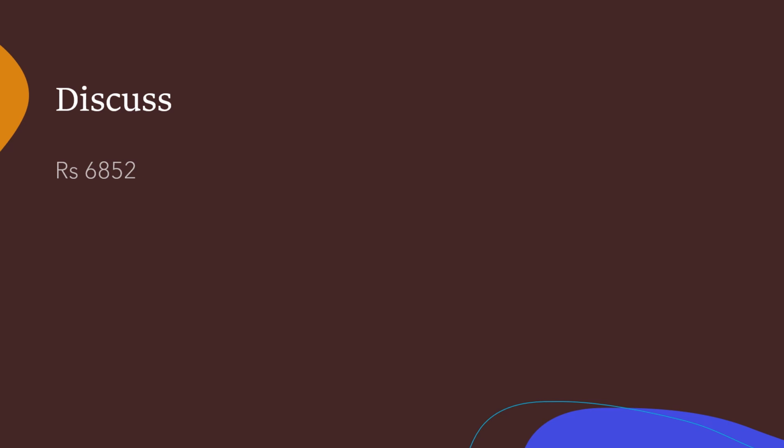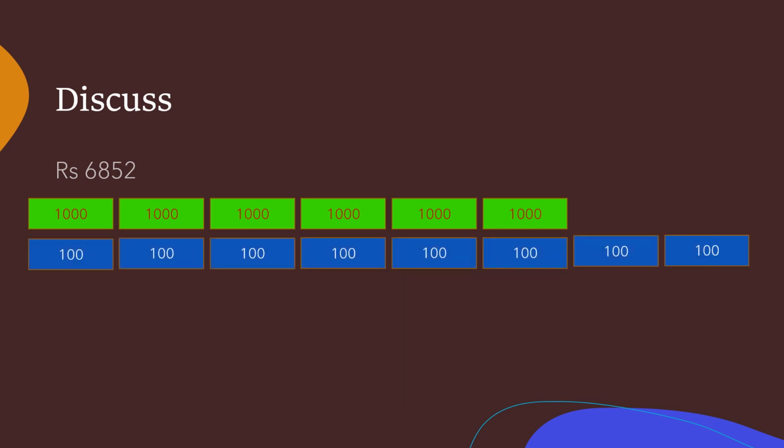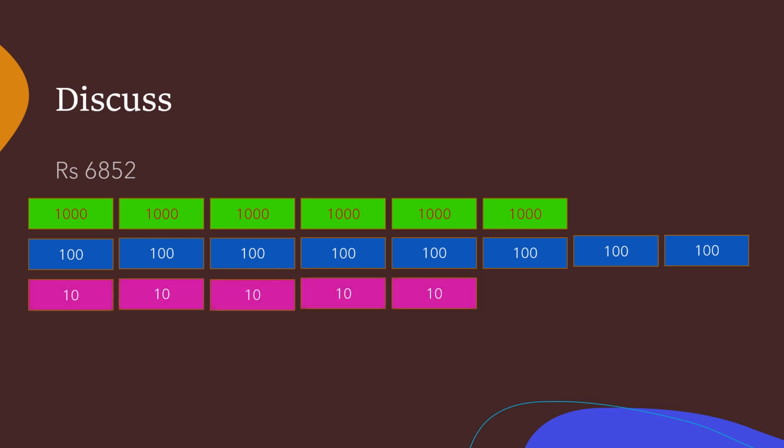So how did the activity go? We will now discuss how to divide the rupees 6,852. I will show you how I did it. I took 6 green envelopes and I put rupees 1,000 in each one of them. After that, I took 8 blue envelopes and I put rupees 100 in each one of them. I took 5 pink envelopes and I put rupees 10 in each one of them. And finally, I took 2 yellow envelopes and I put rupee 1 in each one of them.